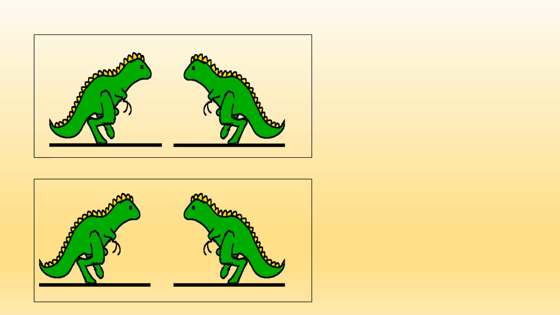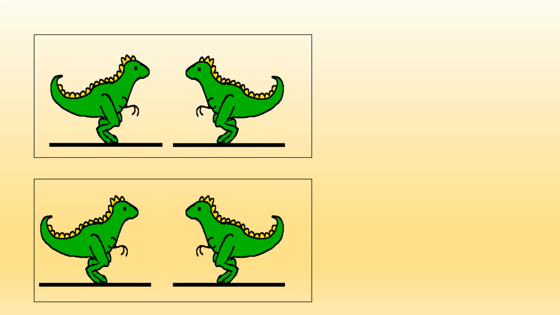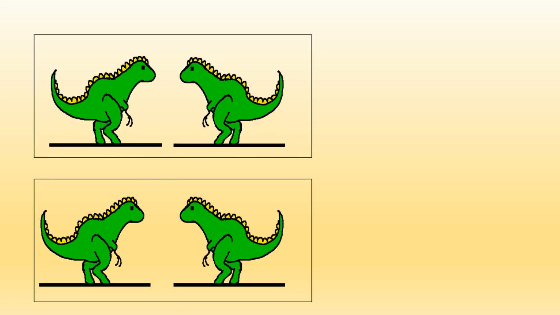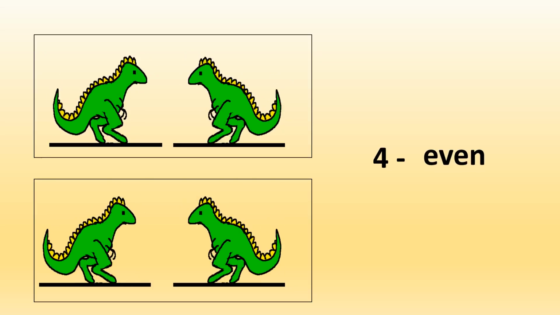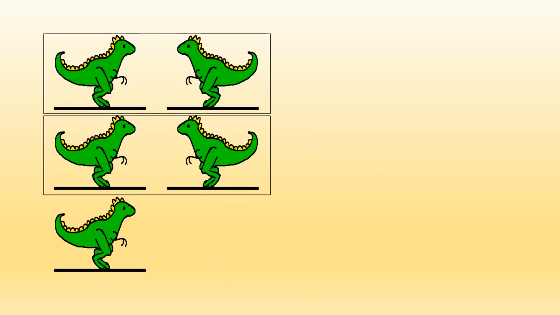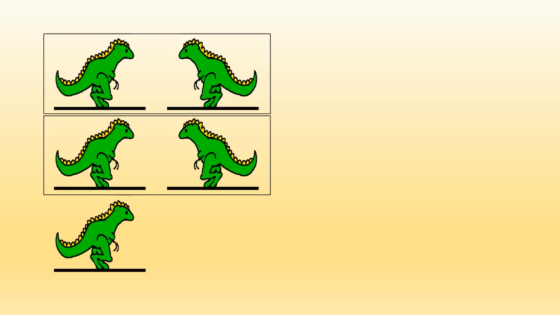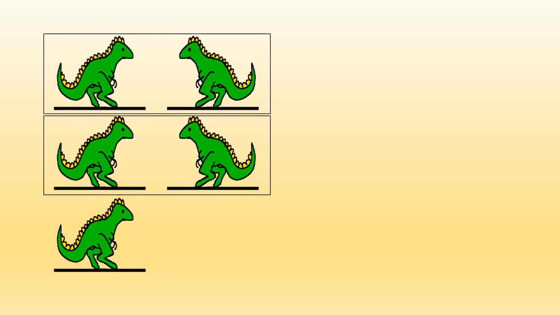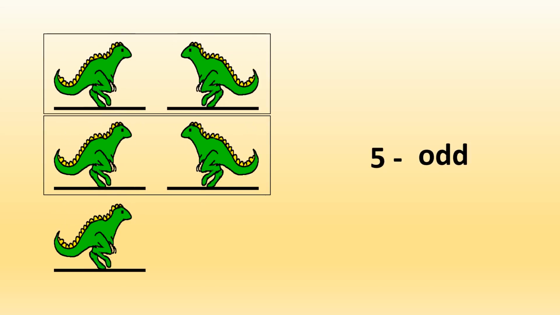Now we have 4 dinosaurs. Can the dinosaurs be put in groups of 2? Can we pair them up? Of course, we can. So we can say that 4 is an even number. Let's move forward. Now we have 5 dinosaurs and these 5 dinosaurs cannot be put in groups of 2. We cannot pair them because the fifth dinosaur is all alone. So we can say that 5 is an odd number.